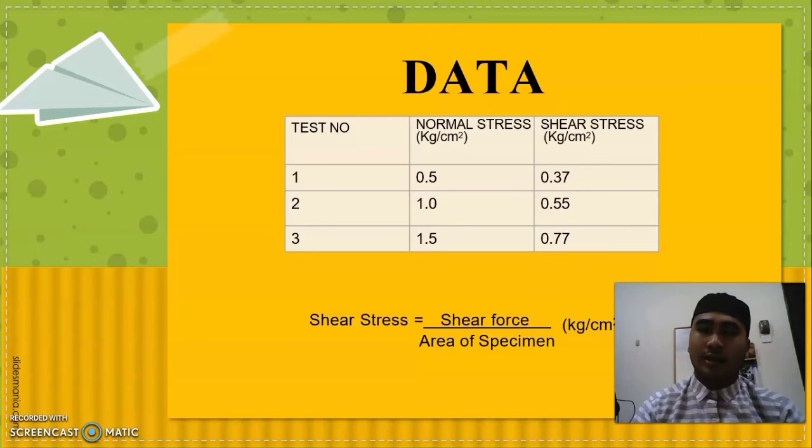Now I will explain the data. We have a table with test number, normal stress, and then shear stress. Test number 1: normal stress is 0.5 and shear stress is 0.37. Test number 2: normal stress is 1.0 and shear stress is 0.55. Test number 3: normal stress is 1.5 and shear stress is 0.77. Shear stress equals shear force over area of specimen, in kilogram per centimeter square.